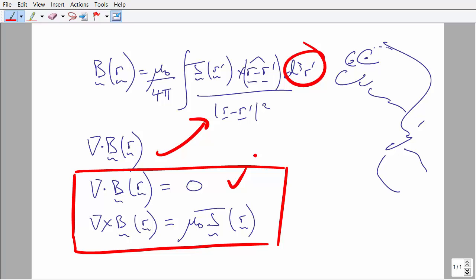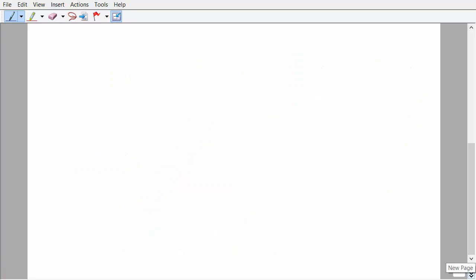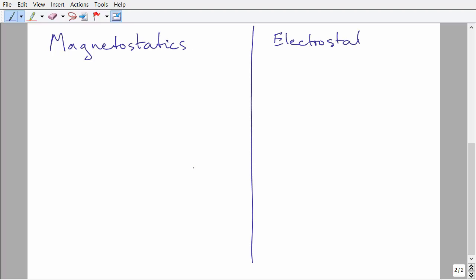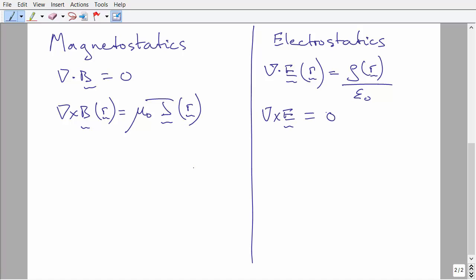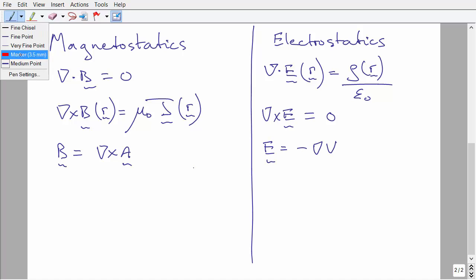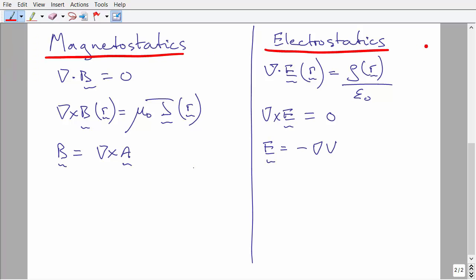Okay, so before we close out this initial discussion, or this first lecture on magnetostatics, let's just make a quick comparison of magnetostatics and electrostatics. Okay, so here then is our comparison.